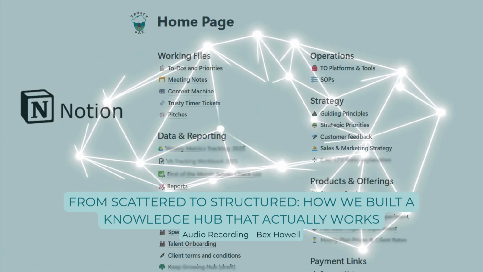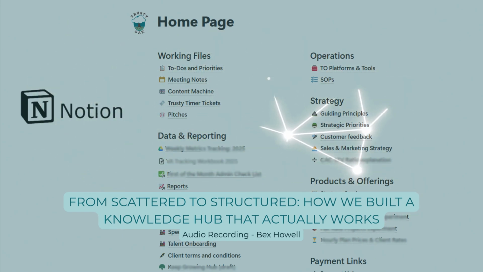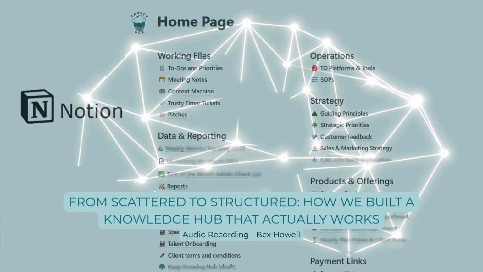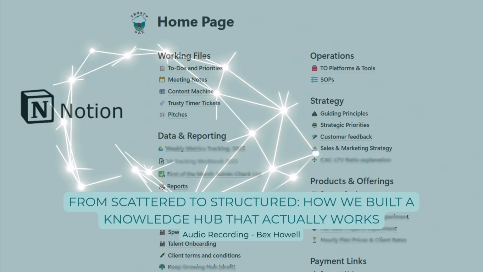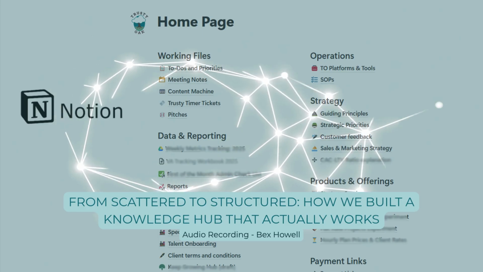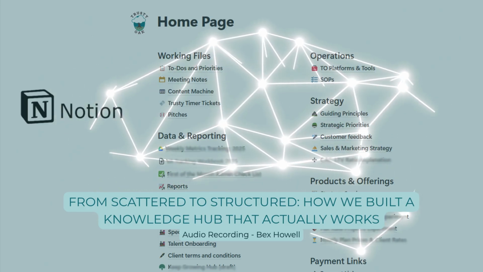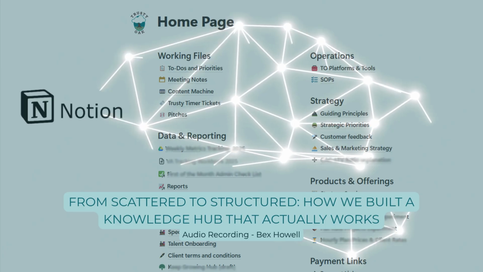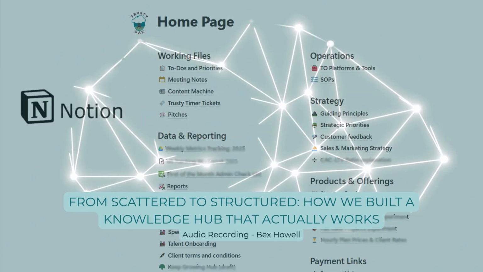Let me start with the core concept: connective tissue, not everything tissue. Here's the first thing you need to understand. Notion doesn't have to be where you do all your work. We still use Attio for our CRM, Trusty Timer for time tracking, and Google Sheets for data analysis, and that's the point. Notion is our connective tissue.